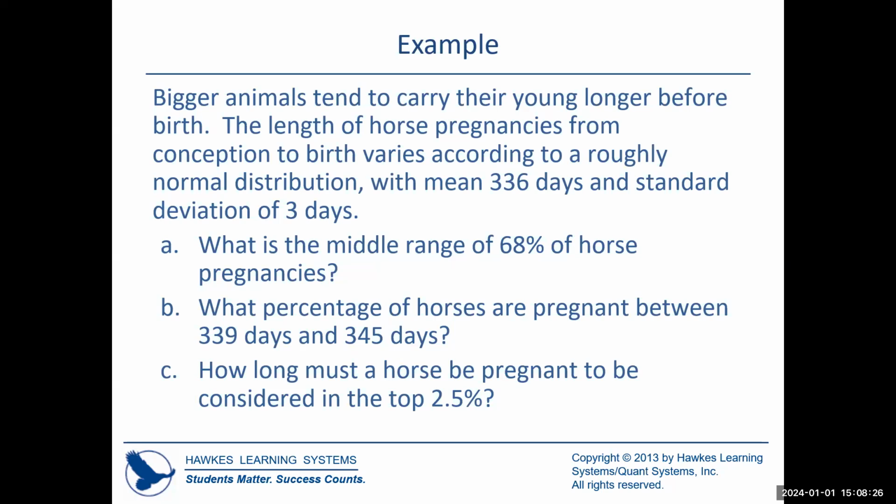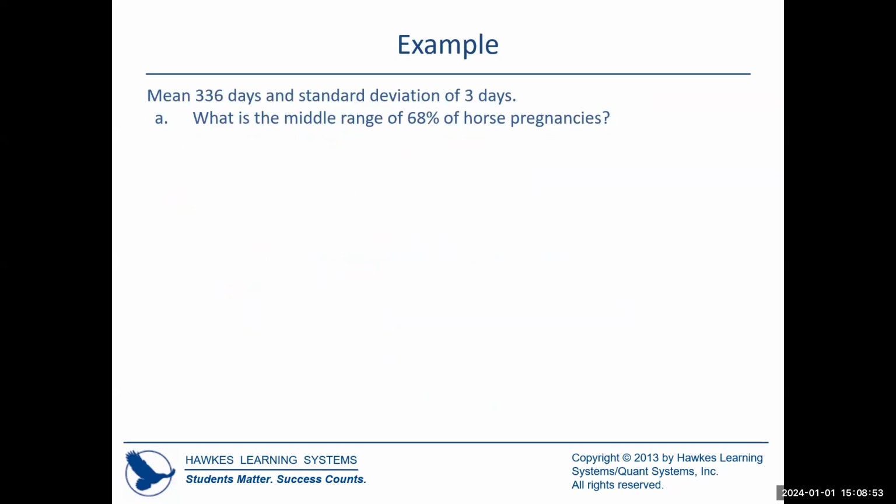Okay, one more example with empirical rule. And again, this is generally a tough topic for students, so there are some additional videos that cover this, so please watch those. We have larger animals tending to carry their young much longer before birth. So we have some information here about the lengths of horse pregnancies are roughly normally distributed, and there's a mean of 336 days, standard deviation of 3. And so we have some questions that go with this. So we'll repeat these questions here.